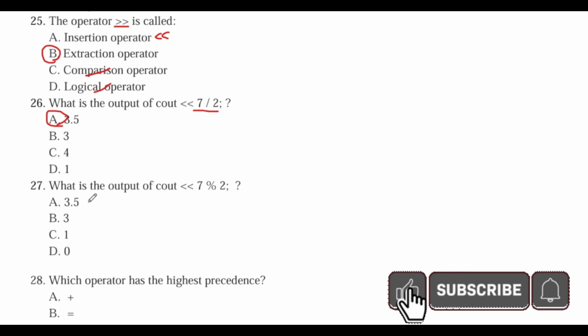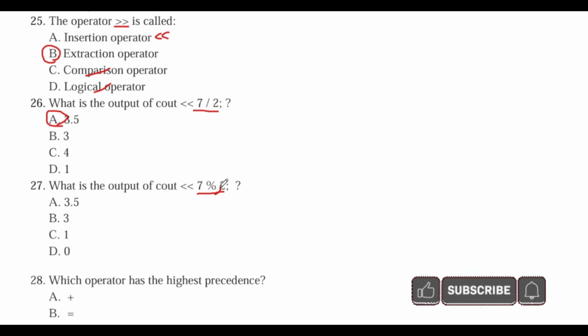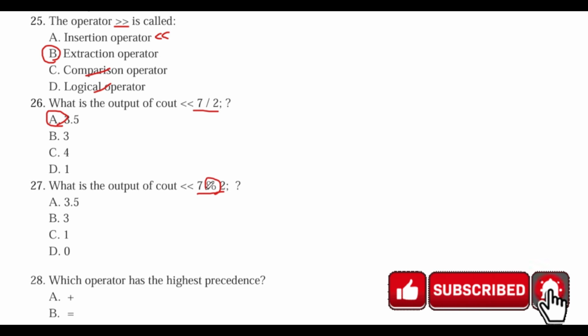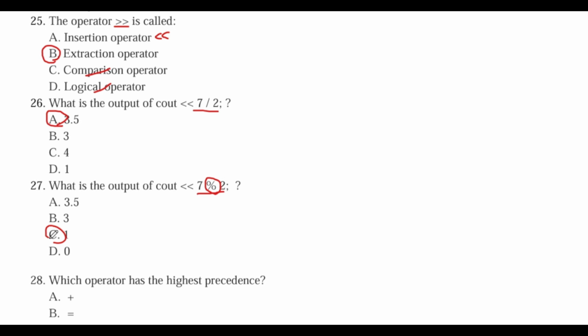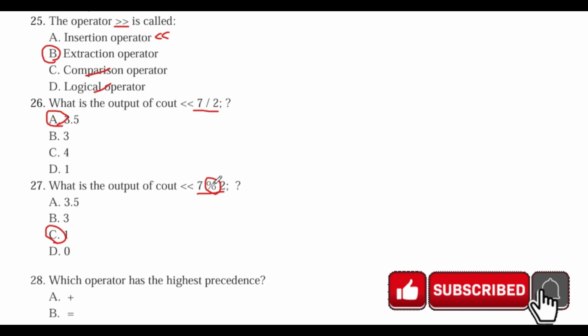Question number 27. What is the output of cout 7 modulus 2? That means what is the remainder when you divide 7 by 2? This is the remainder. When you divide 7 by 2, the quotient is 3. What is the remainder? The remainder is 1. This modulus means remainder.